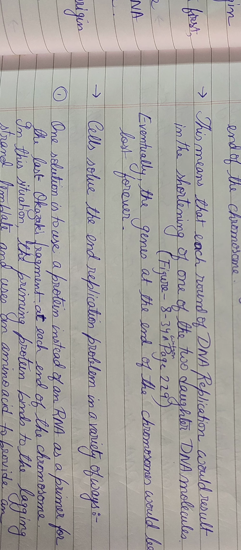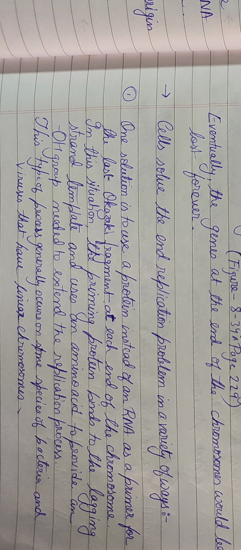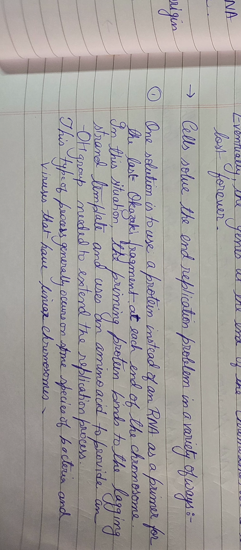Okay, so how can we solve this problem? It can be solved in various ways normally. Here, two ways have been given, two important ways that are normally discussed, and research is also going on nowadays. So one solution is we can use a protein instead of RNA as a primer for the last Okazaki fragment to be replicated, at each end of your chromosome.